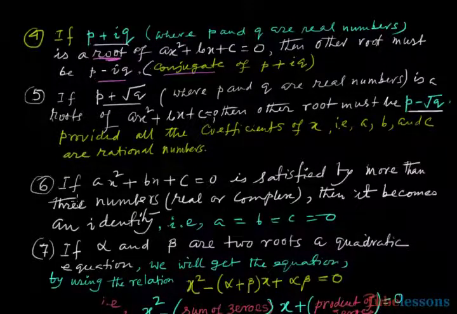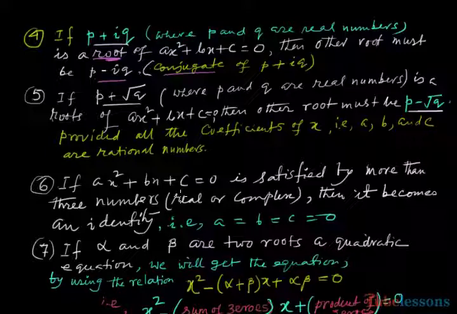And if ax square plus bx plus c is equal to 0 is satisfied by more than 2 numbers, real or complex, then it becomes an identity. It's not an equation. In that case, a is equal to b is equal to c is equal to 0.